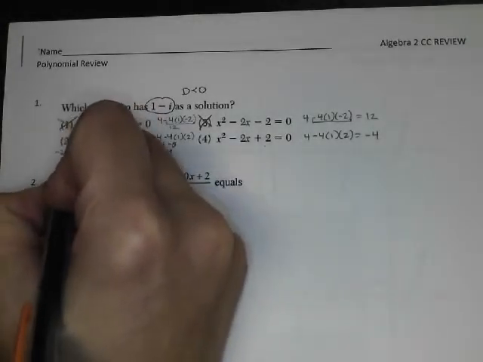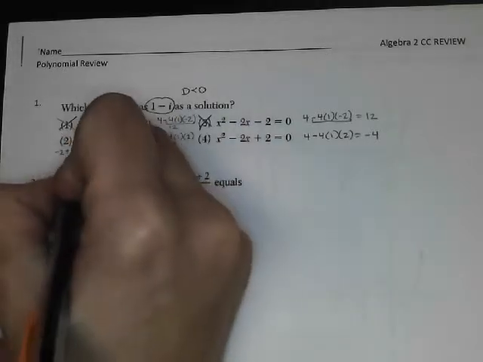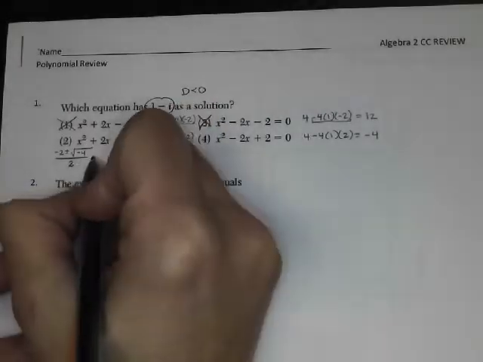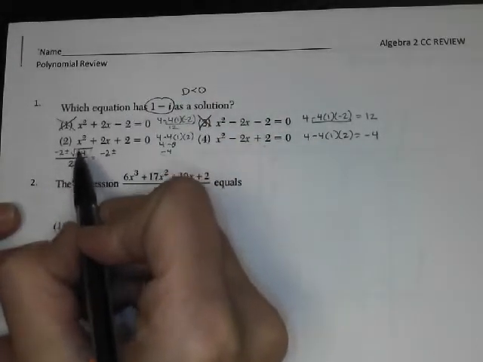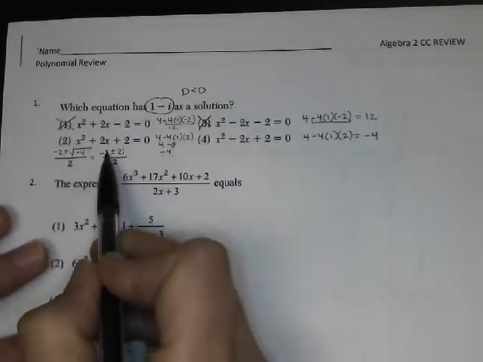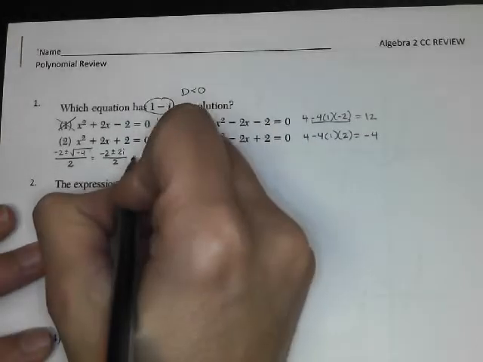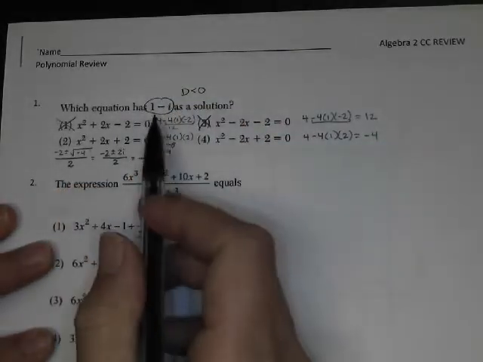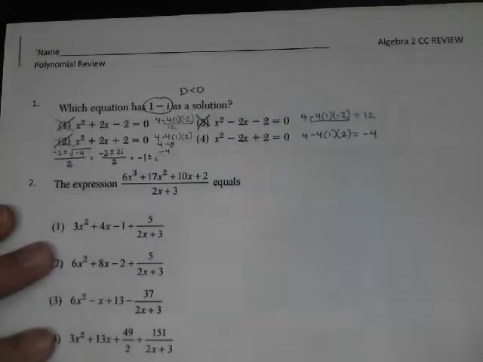So negative b plus or minus the square root of the discriminant, which I don't need to recalculate, I already found was negative 4, all over 2a, which is 2. And that'll be negative 2 plus or minus the square root of negative 4 is 2i. And then once I've simplified the radical, if it's divisible by 2, and both terms are, I can do that. Negative 1 plus or minus i. This is 1 minus i, not negative 1, so that's not right.